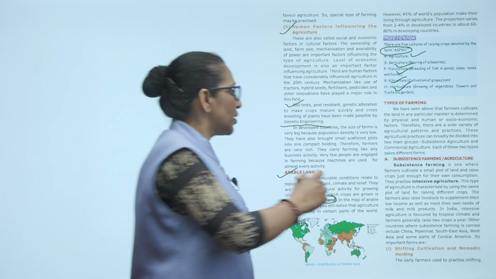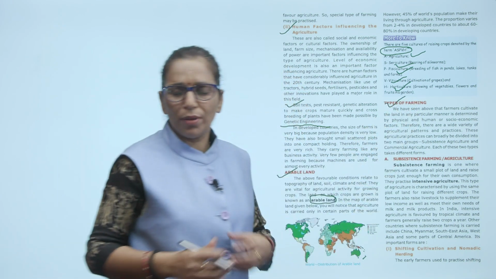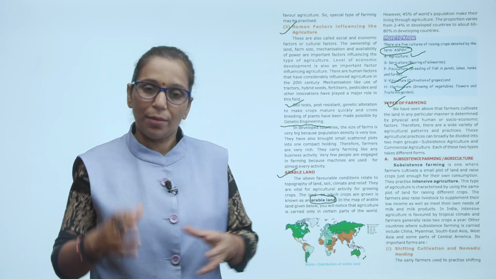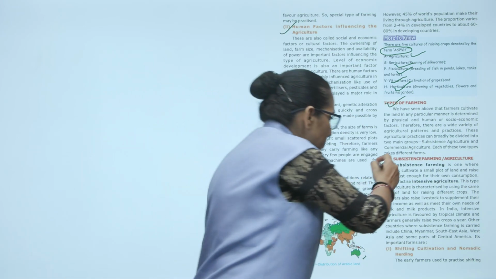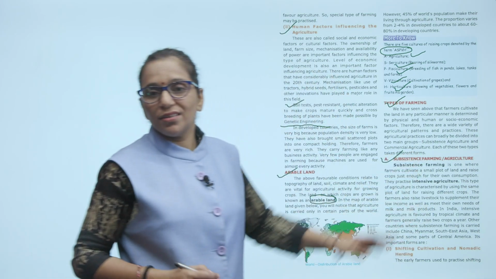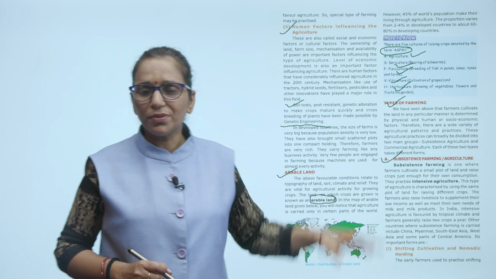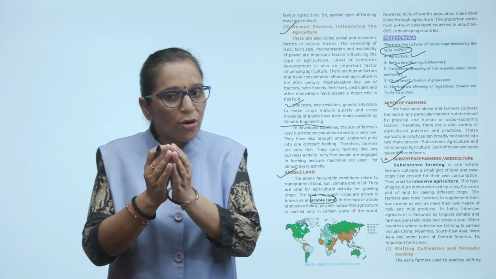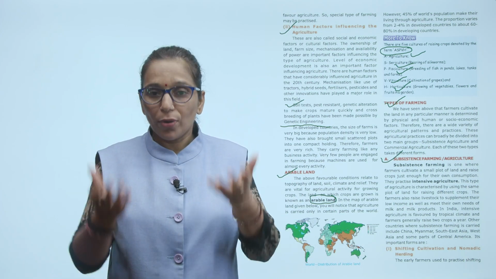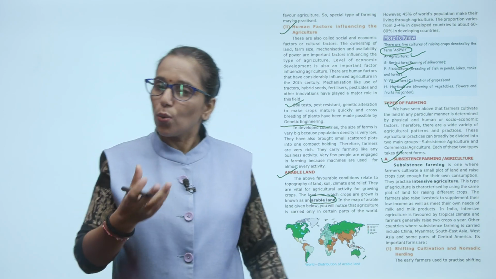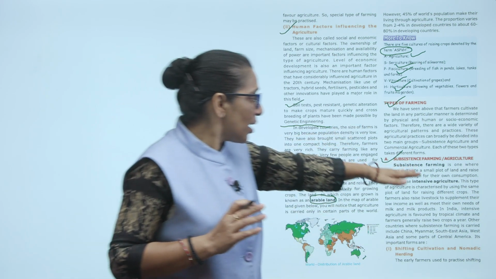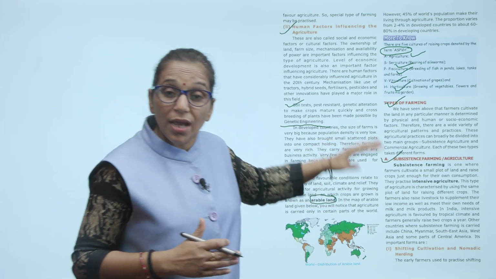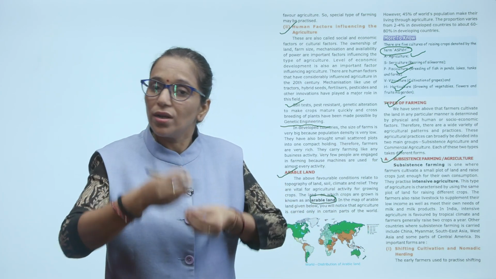Now we are going to discuss the types of farming. There are different types of farming according to the land area, the availability of technology or climate. So first of all, there is subsistence farming or subsistence agriculture. Subsistence farming is one where farmers cultivate a small plot of land and raise crop production just enough for their own consumption. It means they are not growing crops for commercial or trade purposes. They are growing crops only for their own consumption.